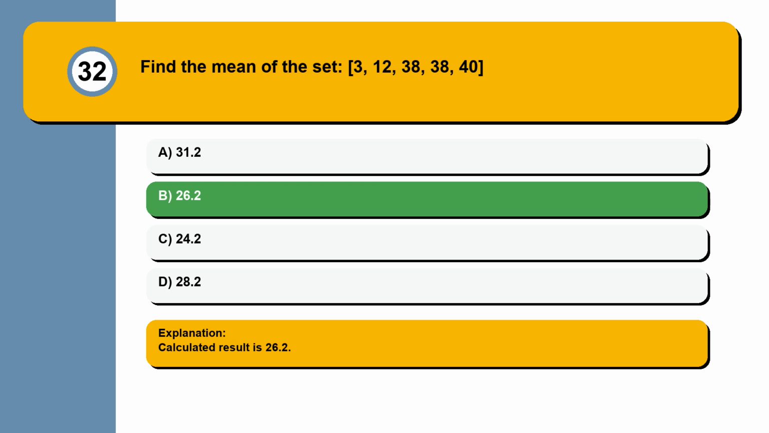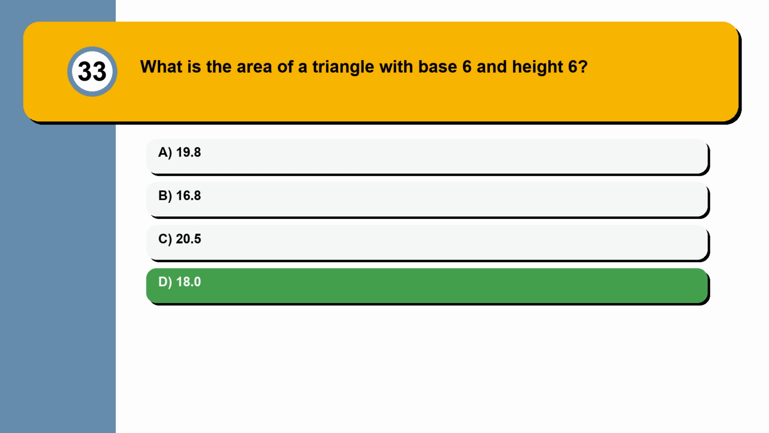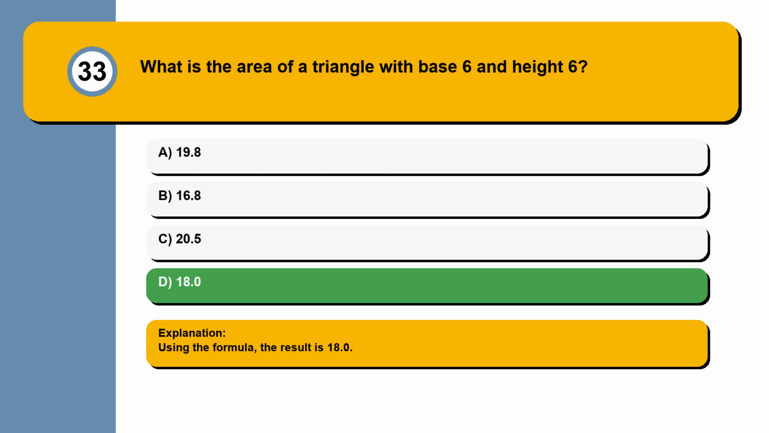Calculated result is 26.2. Question 33. What is the area of a triangle with base 6 and height 6? 19.8, 16.8, 20.5, 18.0. Using the formula, the result is 18.0.